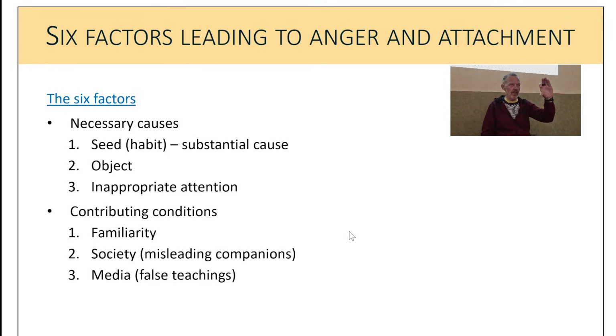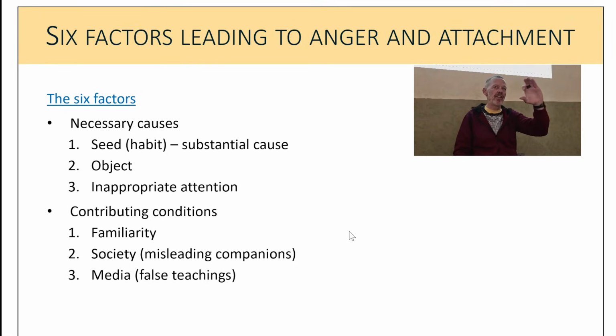Three of these are necessary. You must have the first three for anger and attachment or any mental affliction to arise in our mind. The second three are three other ones that can make it even more contributing conditions. So what are the necessary causes for anger and attachment to arise in our mind? First is seed or habit.